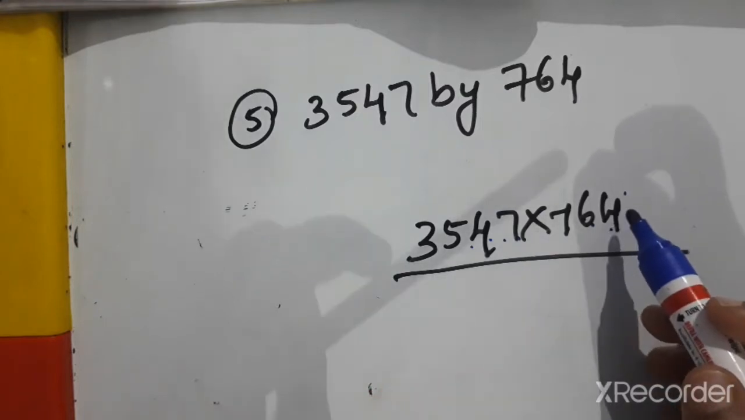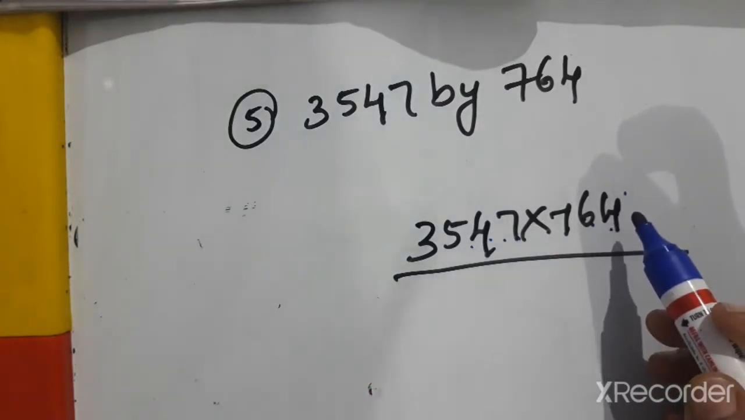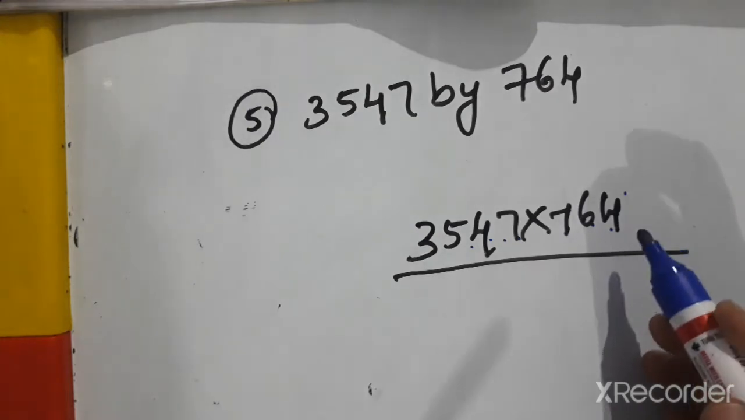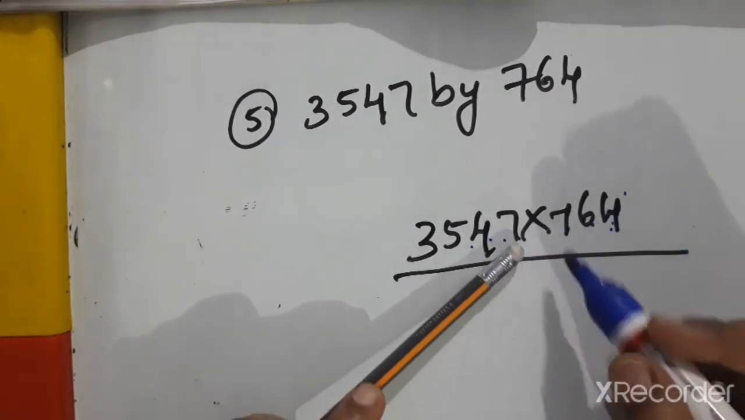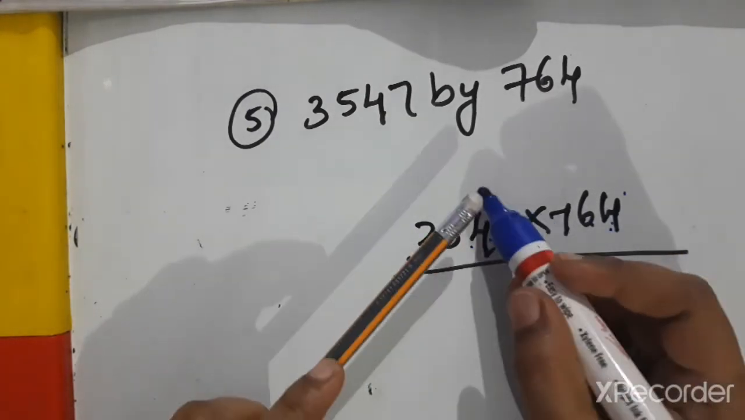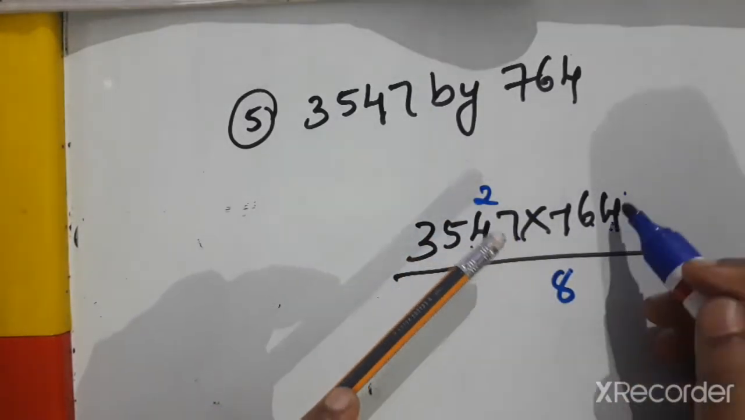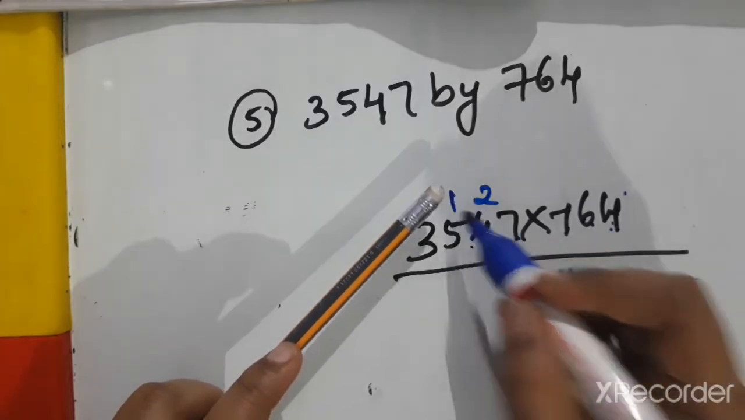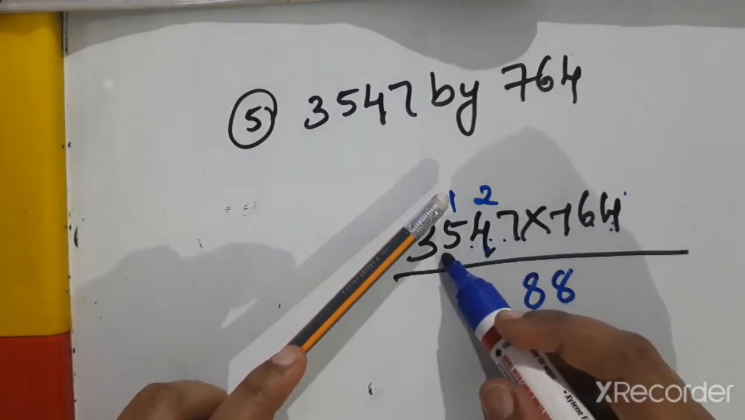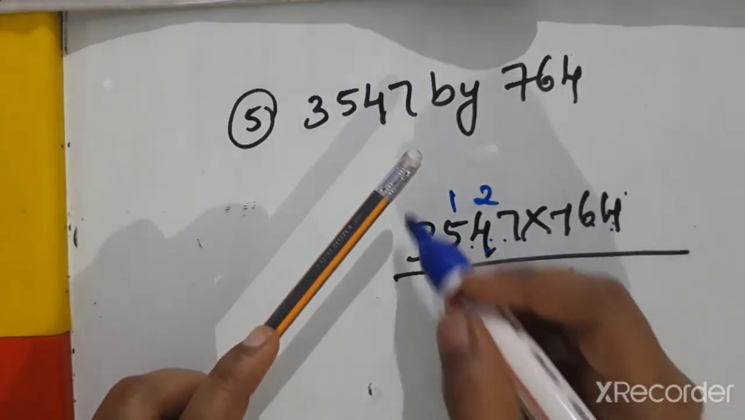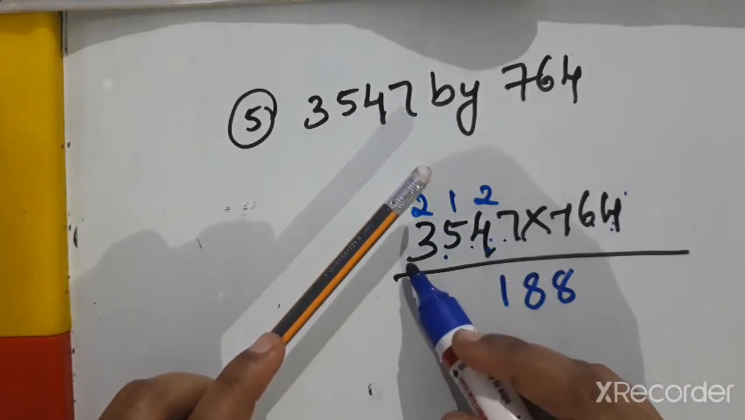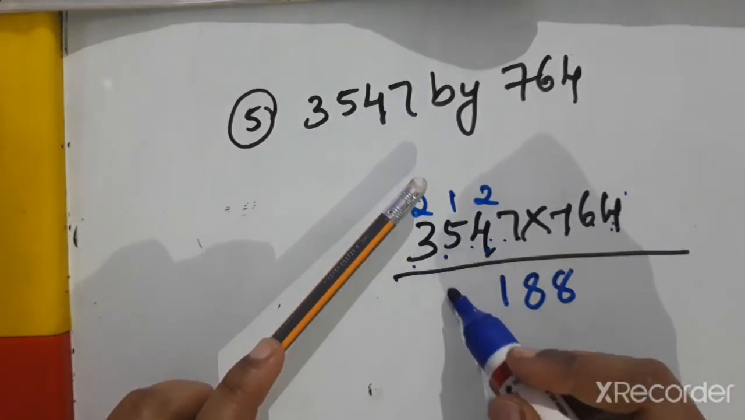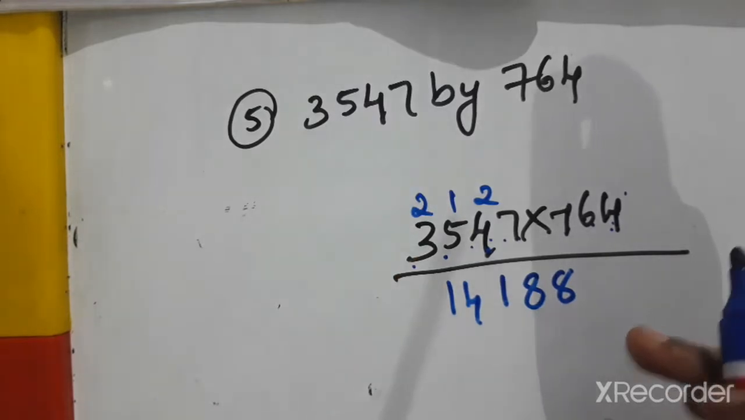So first, 4 with we have to multiply 7. 4 sevens are 28, so 8, 2 carry out to the next place. Now 4 fours are 16, 16 plus 2 is 18, 8, 1 carry out to the next place. 4 fives are 20, 20 plus 1 is 21, so 1 here, 2 carry out to the next place. 4 threes are 12, 12 plus 2 is 14. Okay, first line multiplication is over.